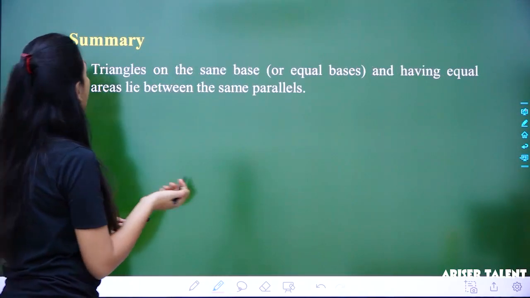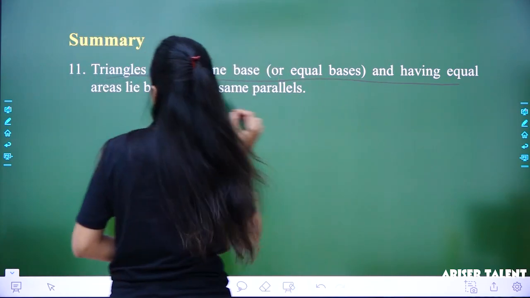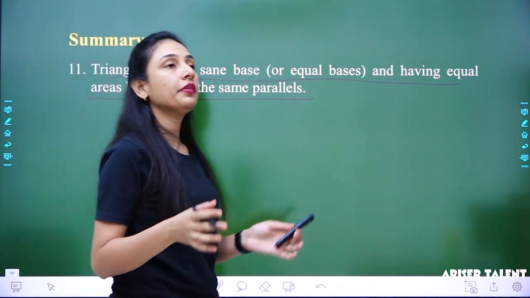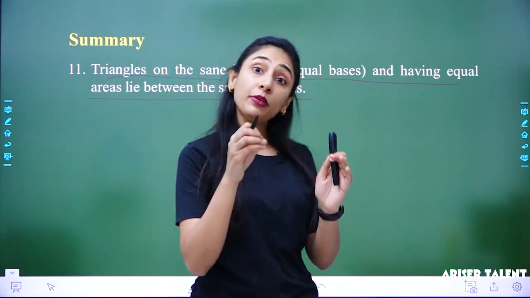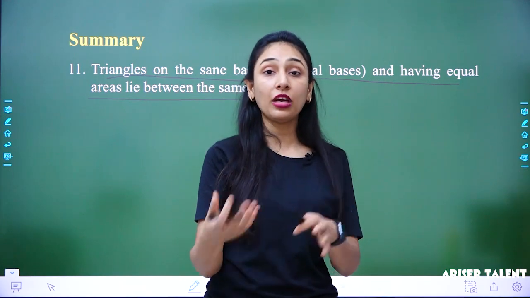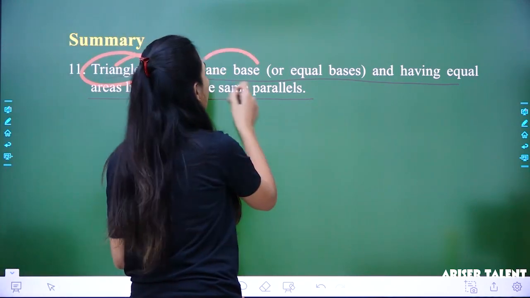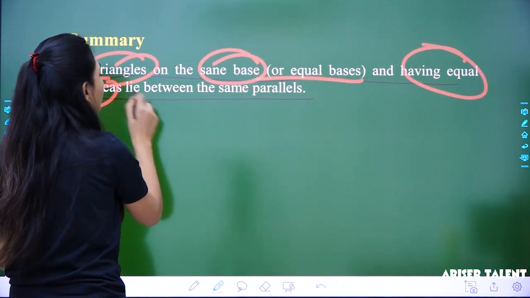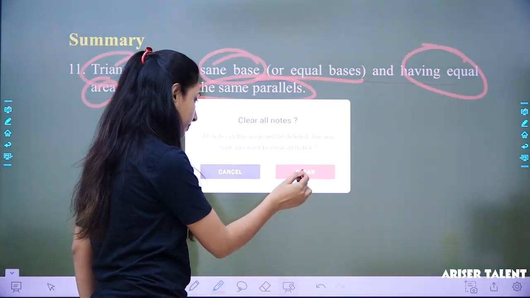Now, my dear students, the next point is that triangles on the same base or equal base and having equal areas lie between the same parallels. We have talked about this. If they are between the same parallels and have the same base, then they are going to have equal area. We are just reading the converse of it. If triangles on the same base or equal base have equal area, they will lie between the same parallels. The converse is also true.